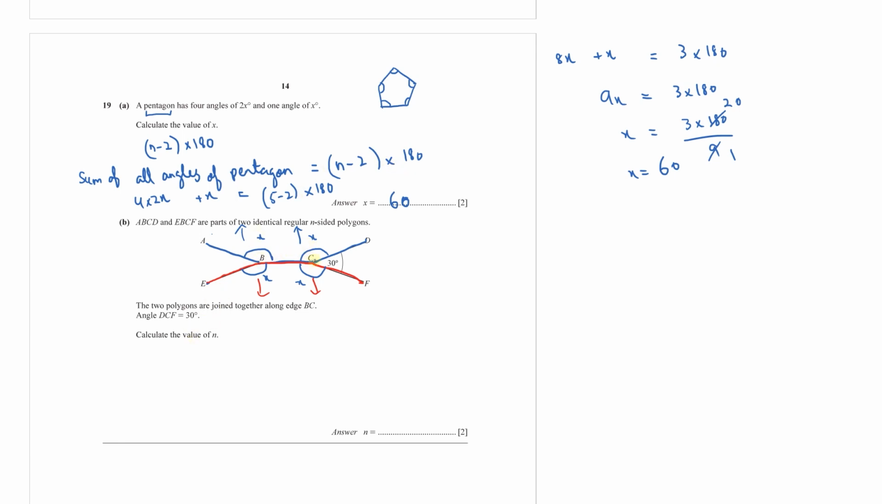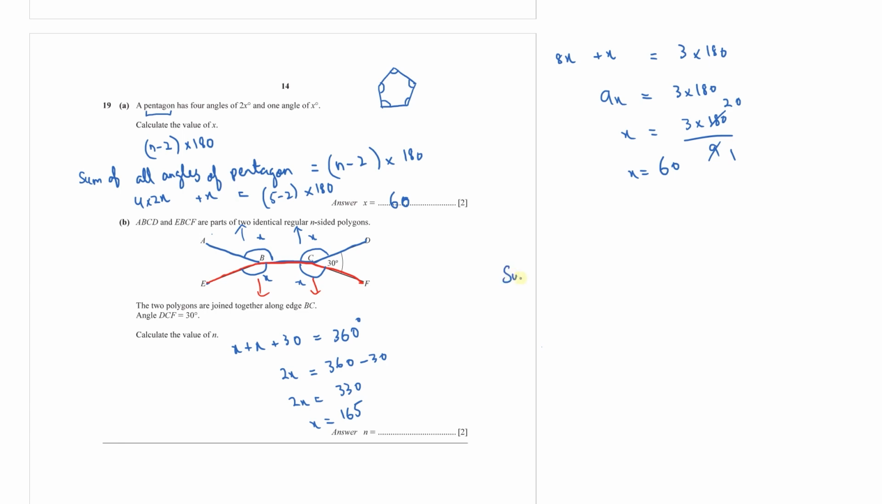So let's find the value of x. I know that this full angle is 360, so 2x plus 30 should be equal to 360 degrees, right? So 2x should be equal to 360 minus 30. So 2x becomes equal to 330, and this gives me x as 165.